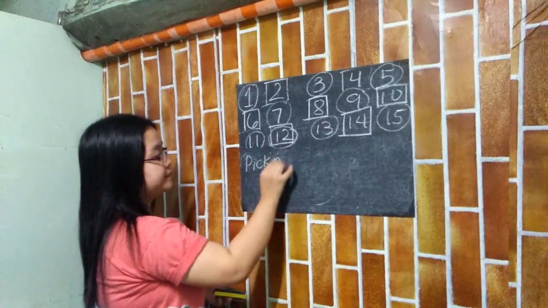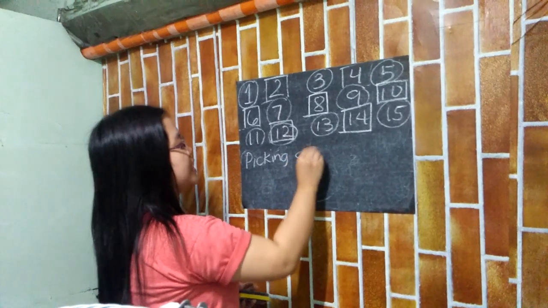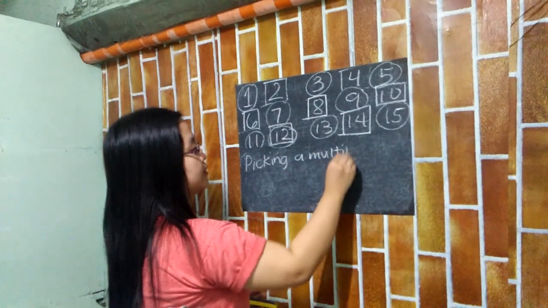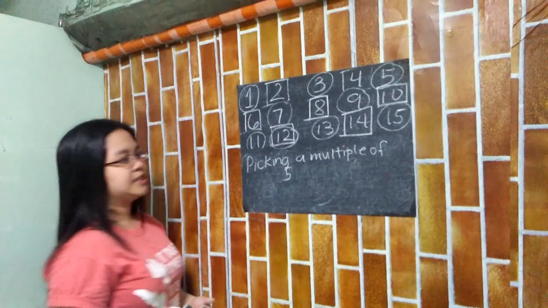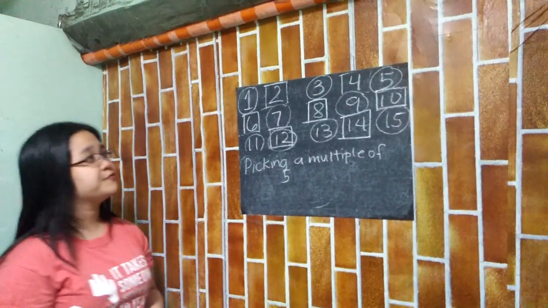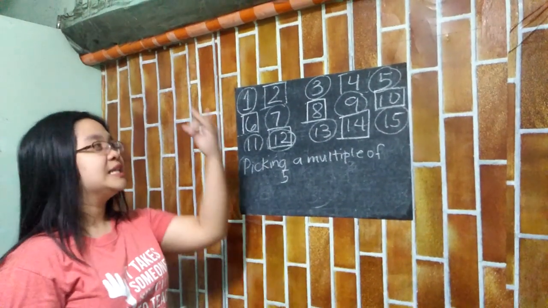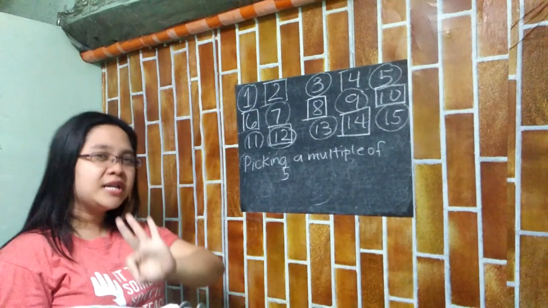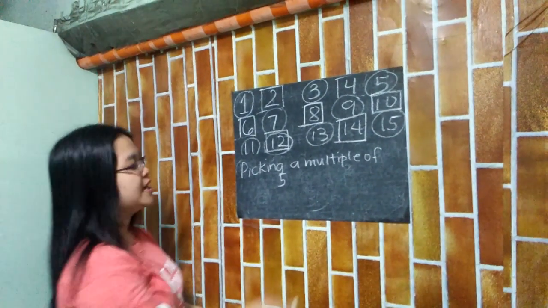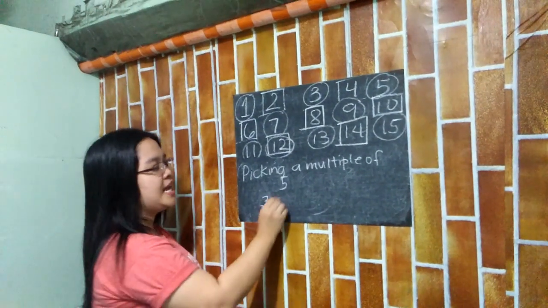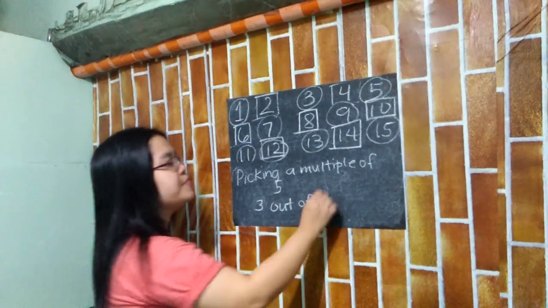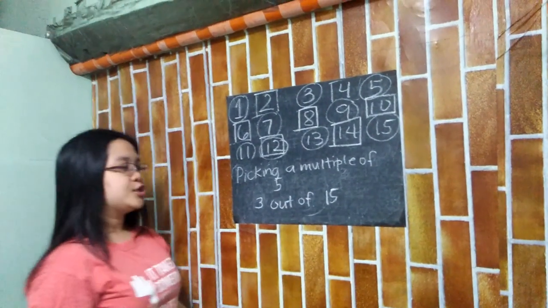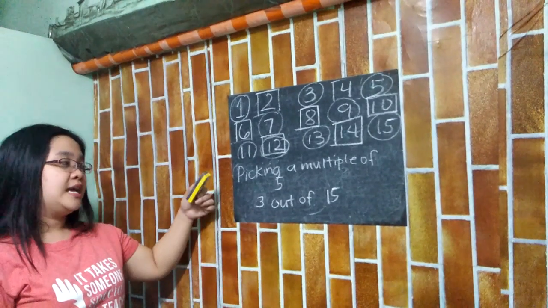Picking a multiple of 5 on the given number. So what are the multiples of 5 there? 5, 10, 15. How many favorable outcomes do we have? 3. 3 out of, what's our possible outcome? 15. So this is the chances in numbers.